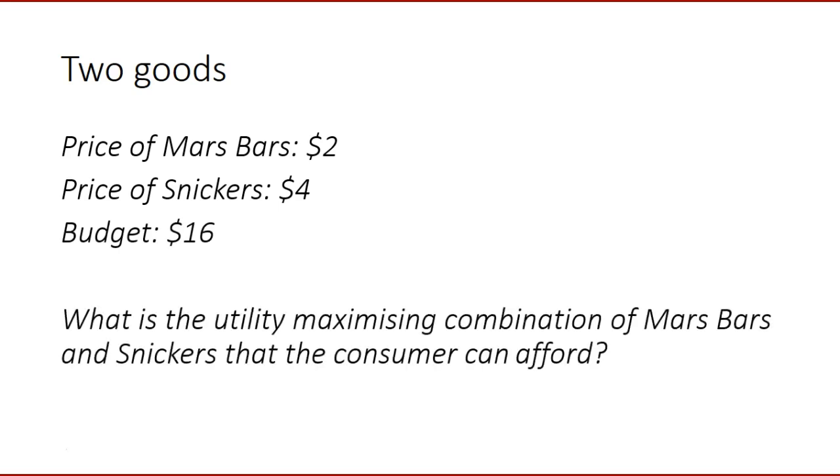Let's now look at a 2 good case where we've got Mars bars and Snickers. We're going to assume the price of Mars bars is $2 and the price of Snickers is $4, and we've got a budget of $16. What is the utility maximizing combination of Mars bars and Snickers that the consumer can afford?